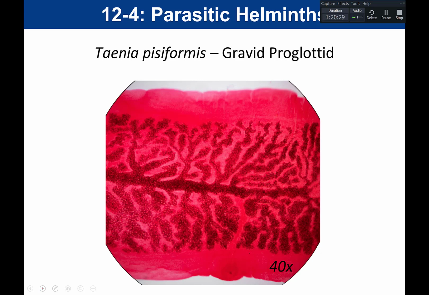Then we have Taenia pisciformis, so just a different species, but the same idea. We have our gravid proglottids, and so you can see these little lateral branches. You can see the eggs within these structures. And so these are what can be passed in the feces. And again, this is what also contains the eggs, which then can become infectious.